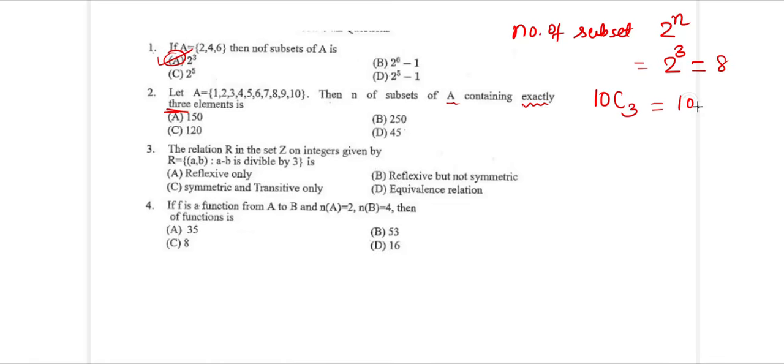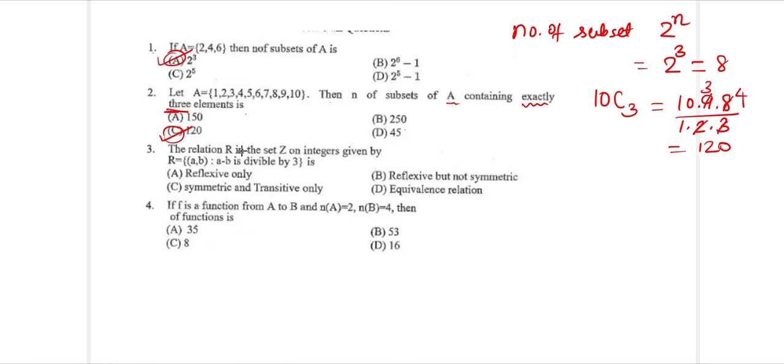So 10C3 is 10 into 9 into 8 by 1 into 2 into 3. So 3 goes into 9 three times, 2 goes into 8 four times. 4 3s are 12. 12 into 10 makes it 120. Use your calculator wisely. You can just key in 10C3 in your calculator and also get your answer without any error. So out of 10 elements, 3 elements can be picked in exactly 120 ways.